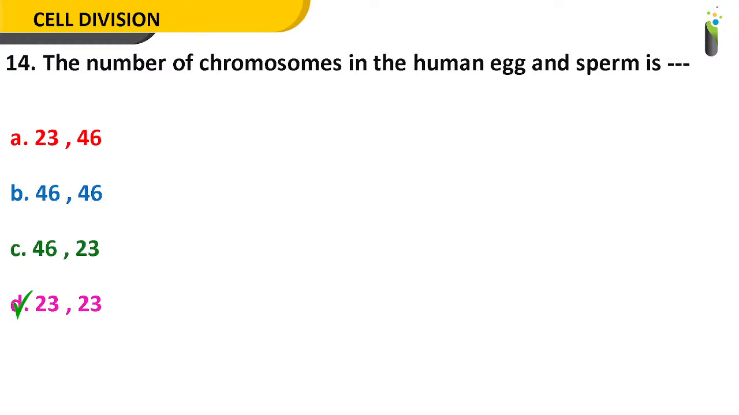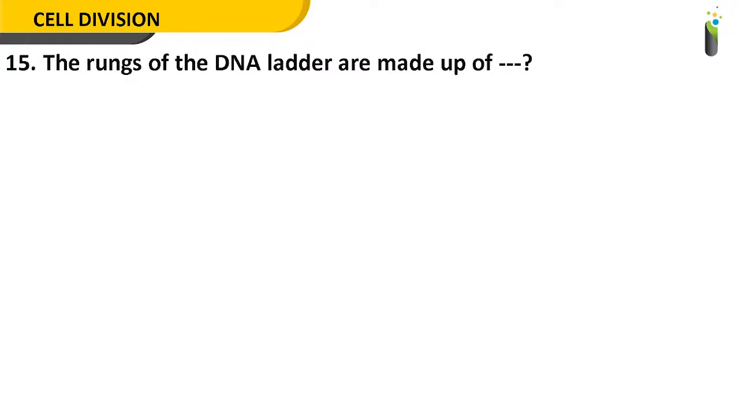Okay, what haploid means is that it simply means that it has half the number of chromosomes as that of the parent cell. Now we all are aware that we have 46 chromosomes in each and every cell, so half of that is going to be 23. The human egg and the sperm will have 23 chromosomes each. Coming to the next question, number 15.